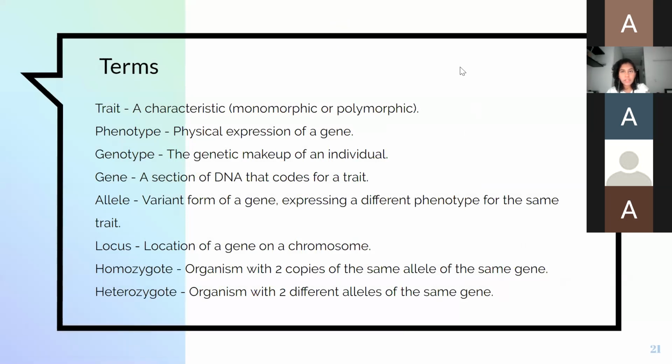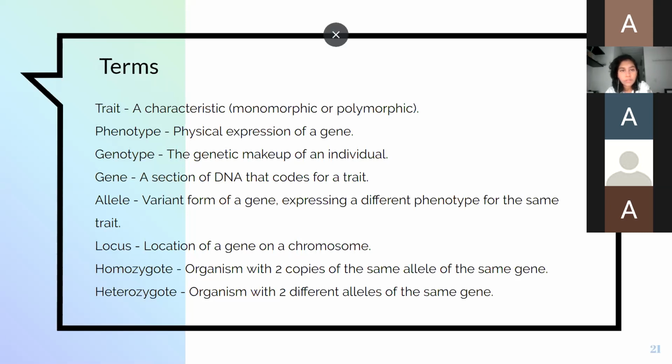So there are different terms that we'll just run through. A trait is just a characteristic, like blue eyes, brown skin, hair. Phenotype is the physical expression of a gene, while a genotype is the genetic makeup of that gene. So a phenotype would be what you can see, whereas a genotype is the DNA sequence that makes up that characteristic. And a gene is a section of DNA that codes for a characteristic or a trait.